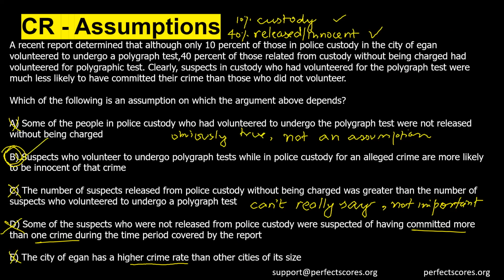B completely matches what the conclusion is saying. They were much less likely to have committed their crime than the non-volunteers. So basically, they're more likely to be innocent. That's the assumption, because if you negate this B, the whole argument again falls apart. So that is why B is the answer.